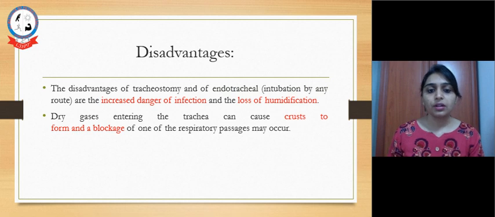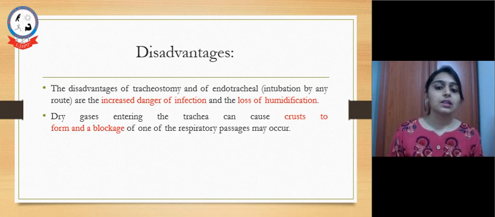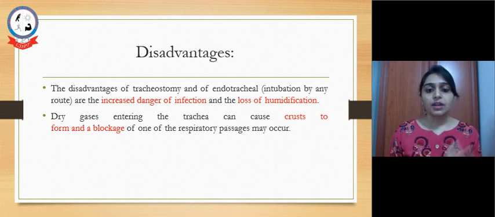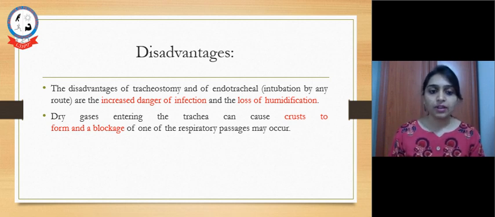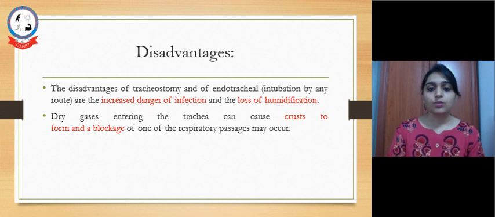Disadvantages. One thing is a tracheostomy or endotracheal tube bypasses the upper airway, almost half of the upper airway. There will be loss of humidification and increased danger of infection. We can reduce it by doing tracheostomy care and by giving humidified air and not allowing dry gases to pass, as they may cause crusts to form and may cause blockage in the tracheostomy tube.